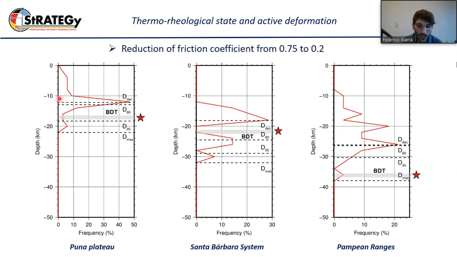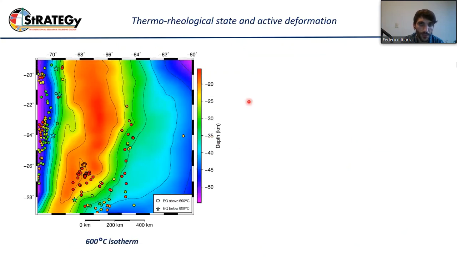Now, if the reactivation of basement structures is considered through a reduction of the friction coefficient from 0.75 to 0.2, then in the Puna Plateau and the Pampean Ranges, almost all of the events are located within the brittle field. However, in the Santa Barbara system, the consideration of the reactivation of the structures, in this case of the Cretaceous Salta Rift, is not sufficient to account for the observations.